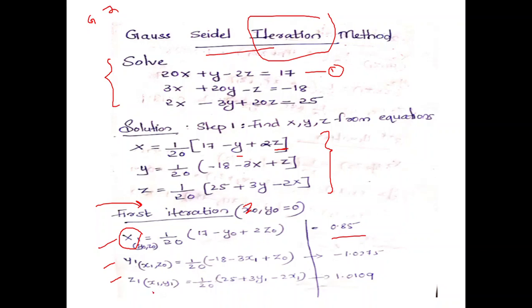So we have to remember which values are used, either x1, z0 or y1. For the first equation, in order to find x1, we have to put the previous values of y and z. In order to find y, we have to put the present value of x and the previous value of z, right? And in order to find z1, we will take the present values of y1 and x1 from the previous equations. Okay.